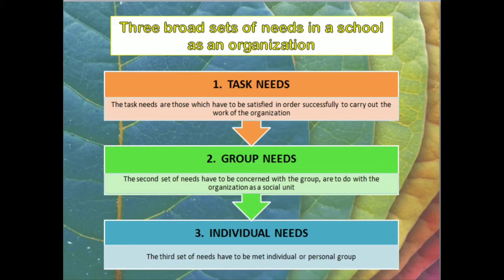And the third is individual needs. The third set of needs has to be met individually or in a personal group. If they are not met, there will be a loss of morale and motivation among the individuals who make up the group or team. Meeting individual needs involves attending to personal problems, praising individuals, giving status, recognizing and using individual abilities, training the individual.